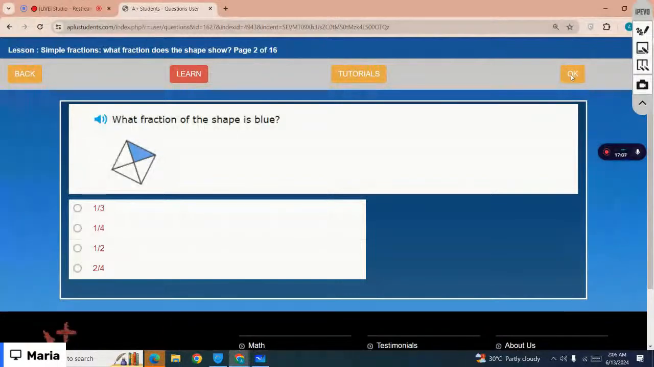What fraction of the shape is blue? So which is the correct option? The shape has total 4 portions, right? Out of 4, one of them is blue. So you can say 1 out of 4 are blue. The correct option is 1 out of 4. Option number 2 is the correct option. Got it?